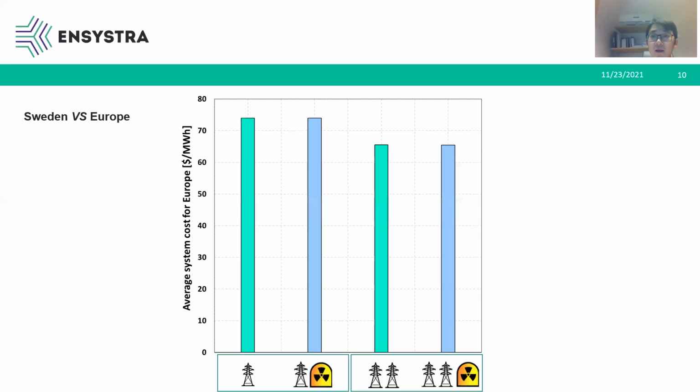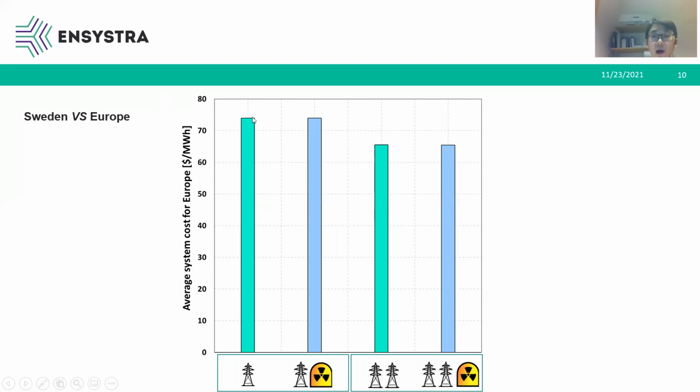Now let's look at the big picture for the whole Europe. Before, we have already seen the impact of nuclear on the nodal net average system cost for Sweden. In the fixed transmission case, allowing nuclear power may reduce the nodal net average system cost by 3%. And for the optimal transmission case, allowing nuclear power may reduce the nodal net average system cost for Sweden by 4%. But now let's look at the case for Europe.